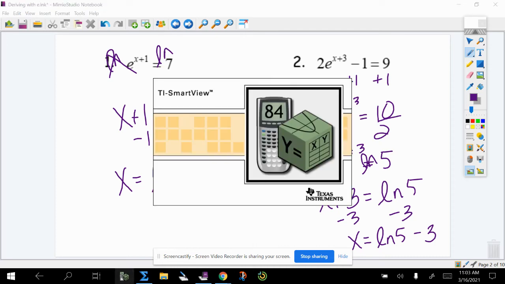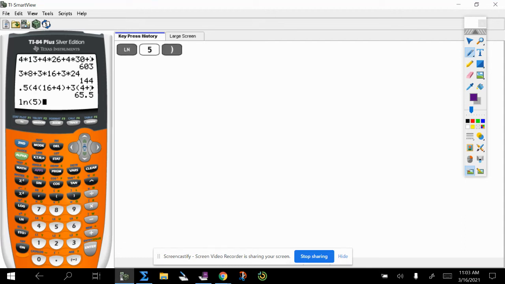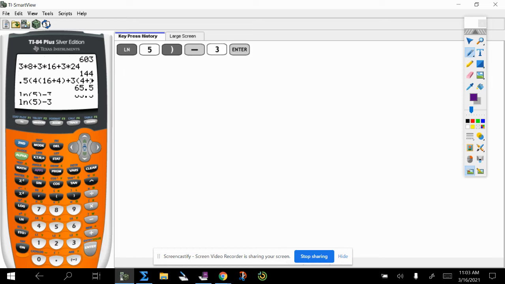I'll show you this just so you can see it, if my calculator pops up. So if I want to do the natural log of 5, I'd hit the ln button. Just make sure you close out that parentheses and then do whatever operation after it. And you do get decimals for these.